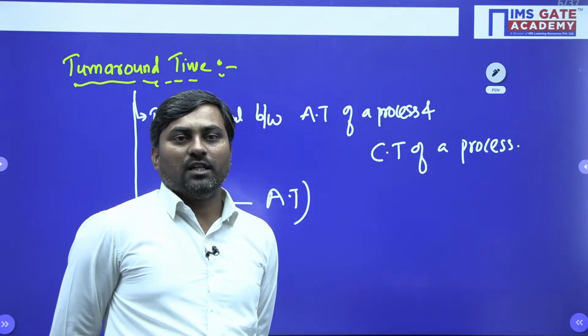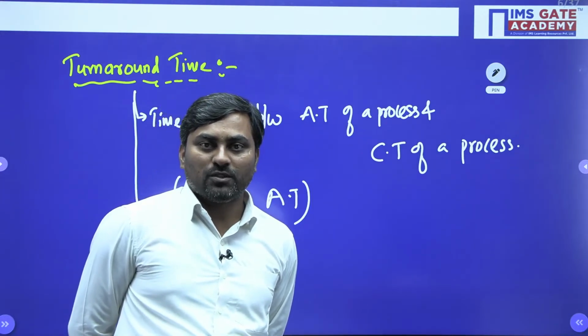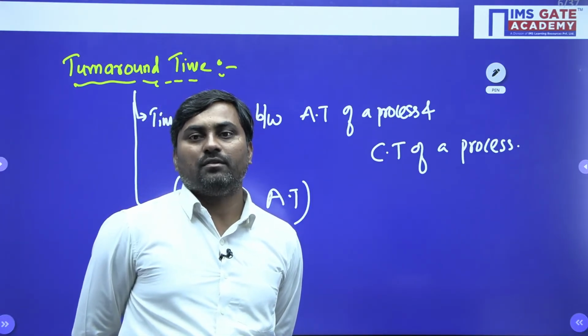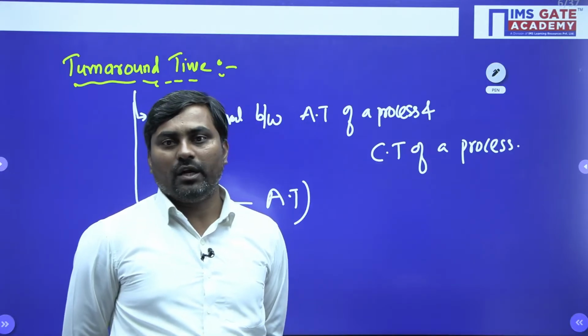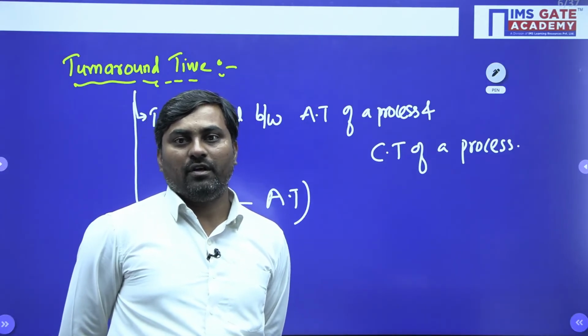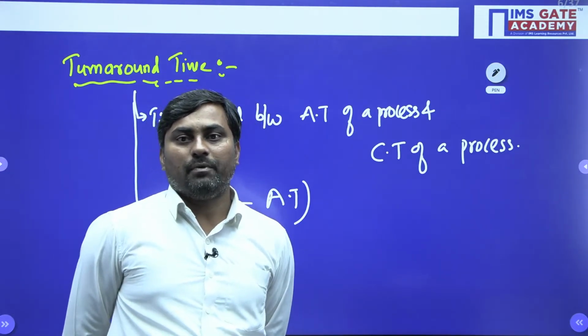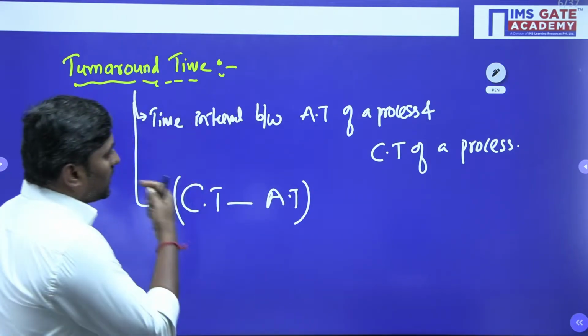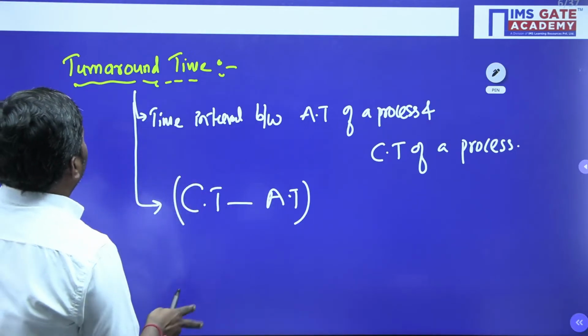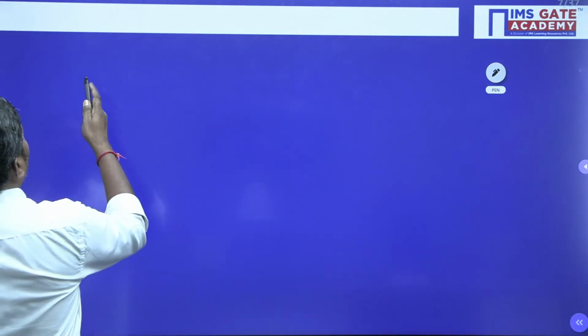Okay, so turnaround time is clear. The time at which the process started to the time it completed, the time interval from starting to ending. In between many things will happen. It's not only execution; even waiting can also happen. There is a diagrammatic representation also, but try to understand the term. So next, I said what? Response time.